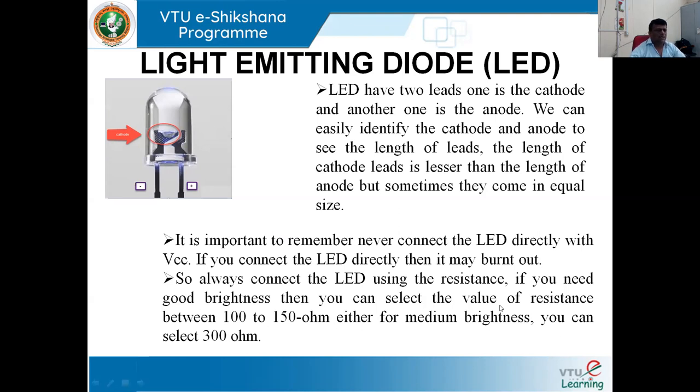It depends on the brightness. If you need good brightness, then you can select a resistance value between 100 to 150 ohm, right? And for medium brightness, we can select a resistance having a value of about 300 ohm. So it is always advisable to connect the LED through a resistance.